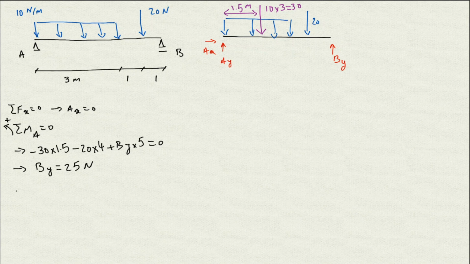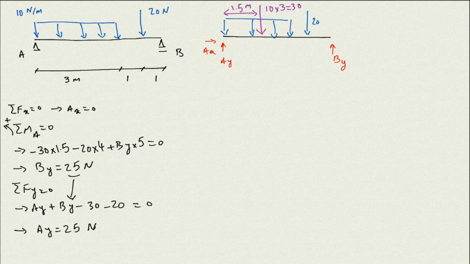And then if I go ahead and write the sigma Fy is 0, in that case what we have is Ay plus By minus 30 minus 20 is 0, and we know the By is 25, so therefore if we go ahead, we will get the Ay is also 25 Newton.